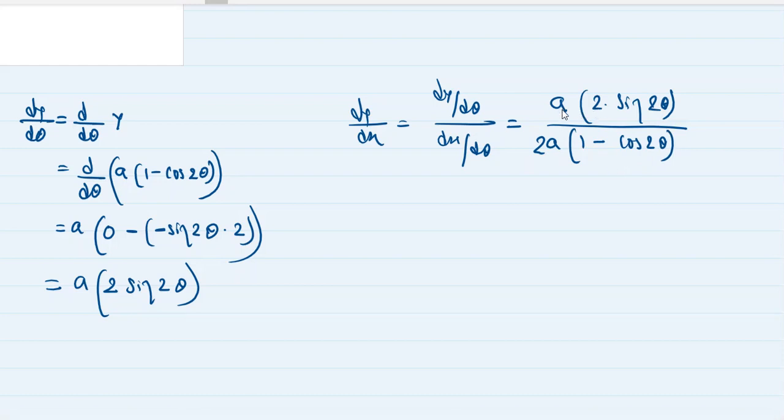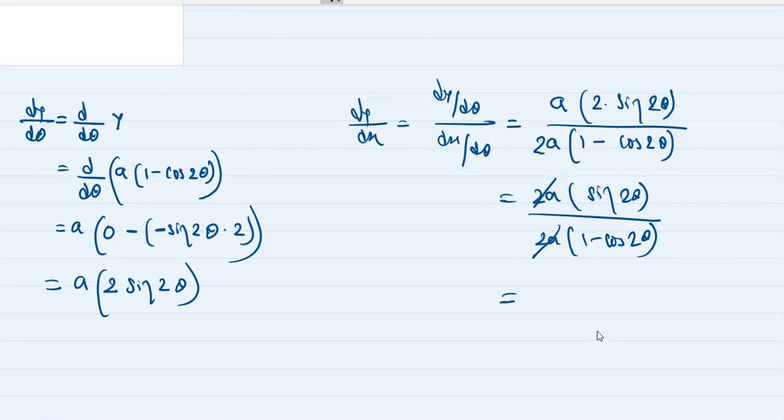If here also we take out 2 common, it will become 2a bracket sine 2 theta, and here we get 2a bracket 1 minus cos 2 theta, and 2a gets cut. So we get sine 2 theta upon 1 minus cos 2 theta, which is 2 sine theta cos theta upon 2 sine square theta, so this will get cut. So we get cos theta upon sine theta, which is cot theta.